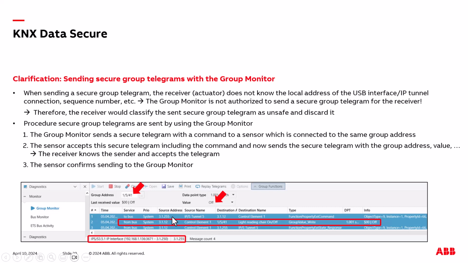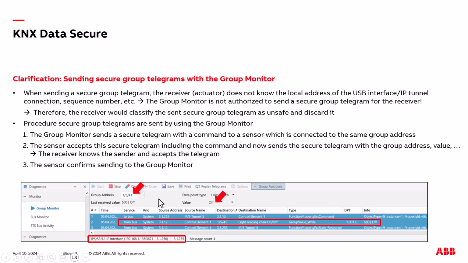Why? A little bit strange. At first, our group monitor, including our interface, which can be a USB interface or an IP interface, is, for example, a secure device, but the actuator that receives this telegram, my switch actuator, said, okay, you group monitor, including your IP interface or USB interface, I don't trust you.